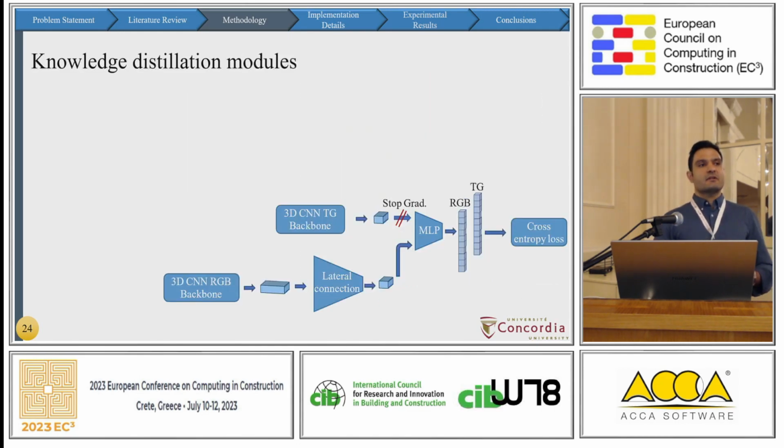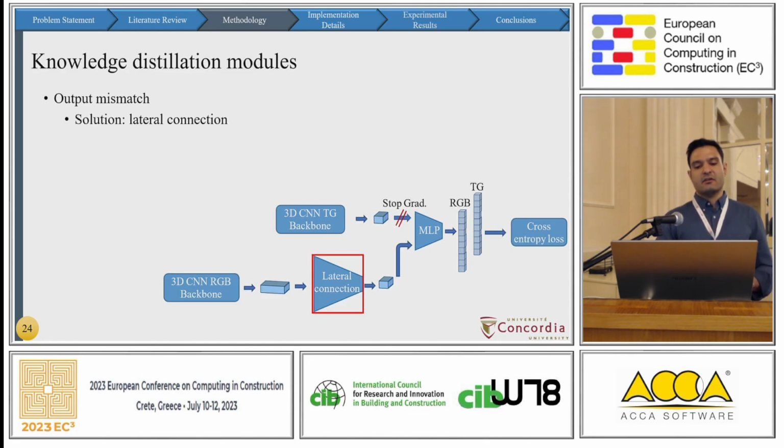To perform knowledge distillation successfully, we had to consider a few factors. The first is that to reduce the difference between the output of the layers, they need to be of the same size. However, if you remember, we selected the temporal gradient backbone to be smaller. So we needed to use a lateral connection module to align the output of the RGB backbone with the TG backbone.